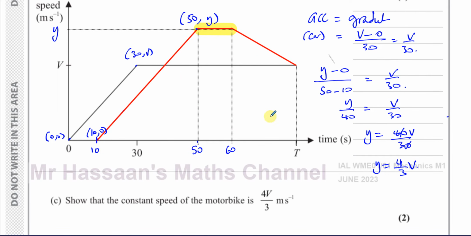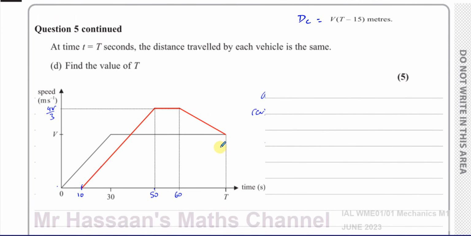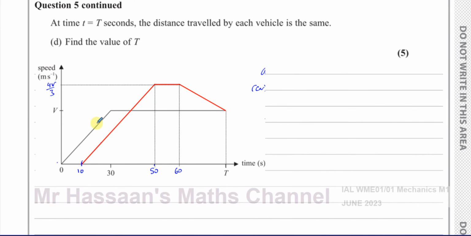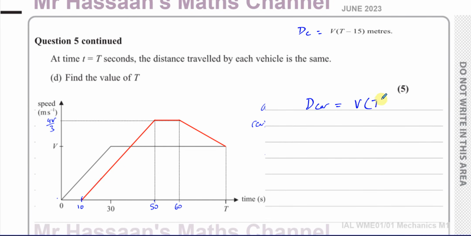I think I'm going to use this diagram for part D. It says at time t equals t seconds, the distance traveled by each vehicle is the same. So basically what they're telling us is that the area under this trapezium, which is the distance traveled by the car, which we were told in the beginning of the question was v times t minus 15, which we had to show, and the distance traveled by the motorbike are the same. So if I can find an expression for the distance traveled by the motorbike, and equate it to the distance traveled by the car, hopefully we can find the value of t.